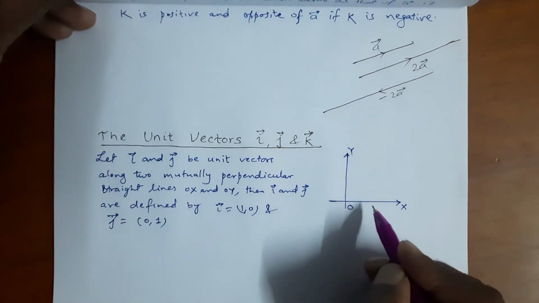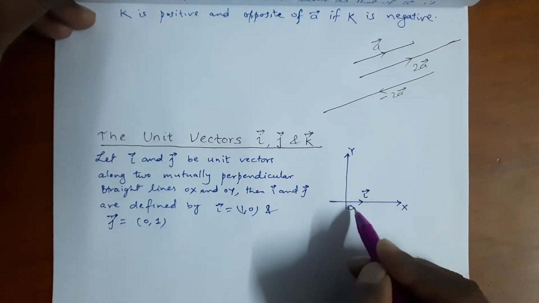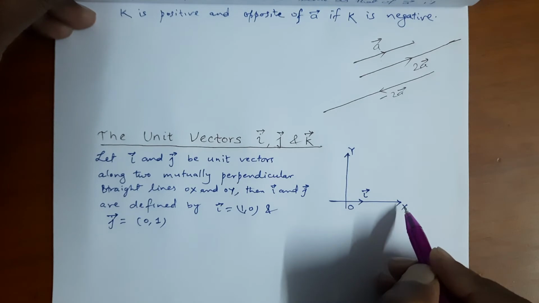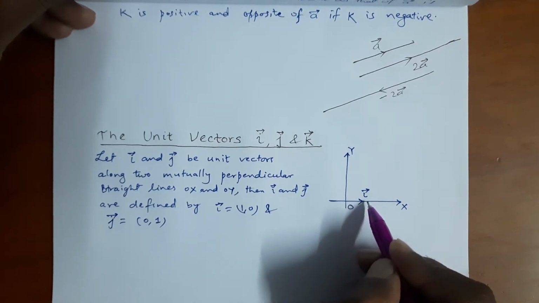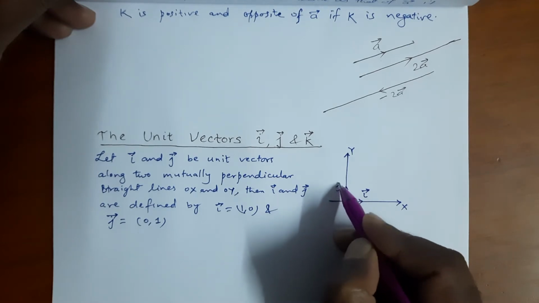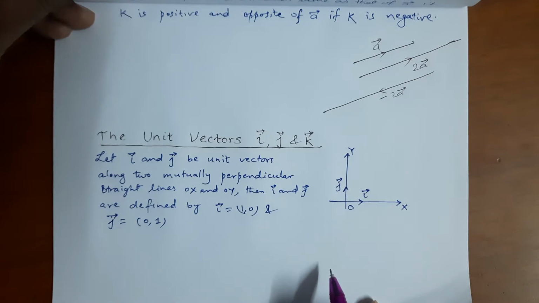So here vector I is along OX and its length is 1 unit, and vector J is along the y-axis and its length is 1 unit.